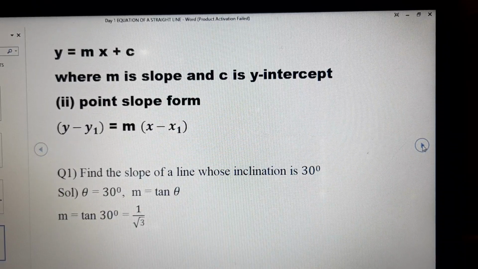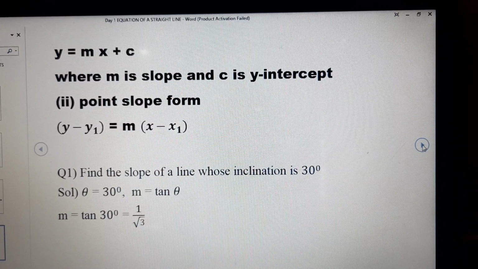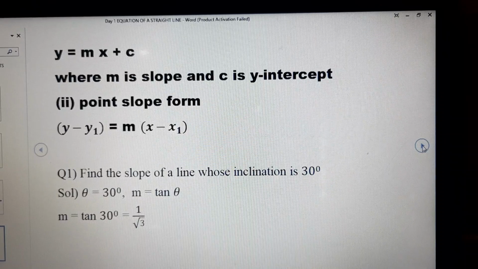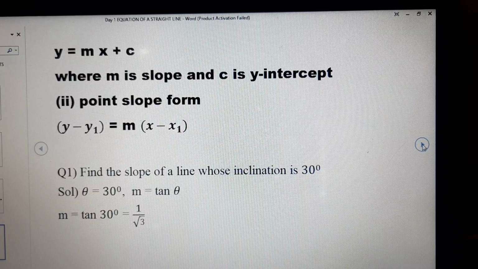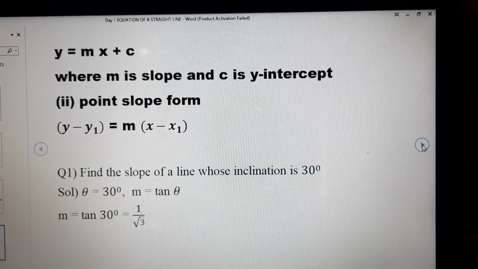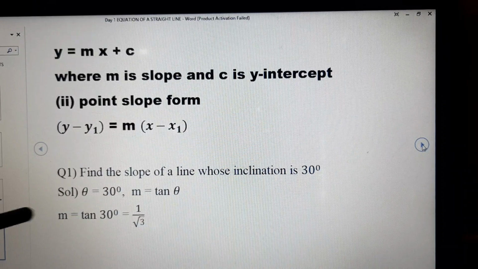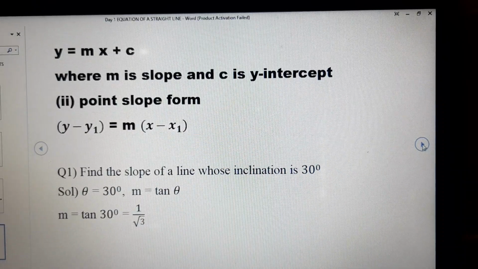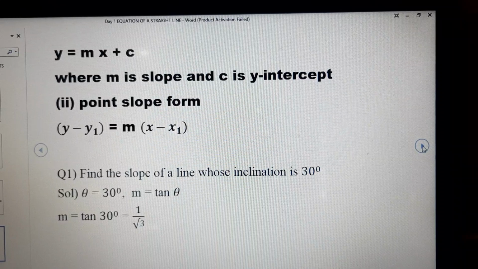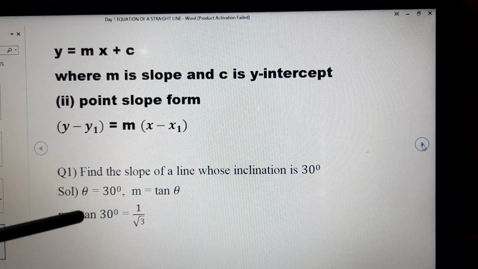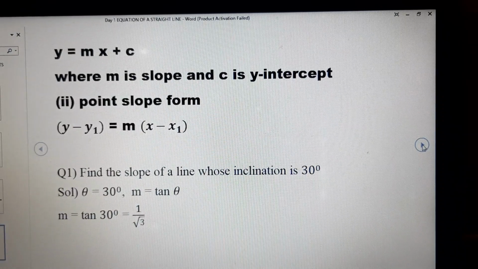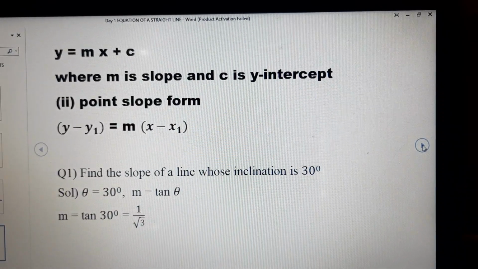Find the slope of a line whose inclination is 30 degree. Inclination means angle. Angle is given, 30 degree. We know the formula m is equal to tan theta. There are two formulae for m. One is m is equal to tan theta. The other is m is equal to y2 minus y1 upon x2 minus x1. Here we are going to use m is equal to tan theta because the angle was given. Clear? So m is equal to tan theta, theta is 30 degree. We put the value and tan 30 degree is 1 upon root 3.